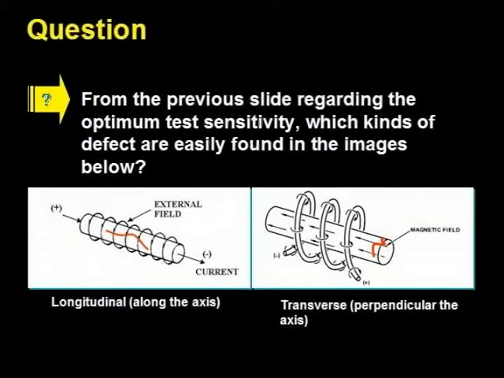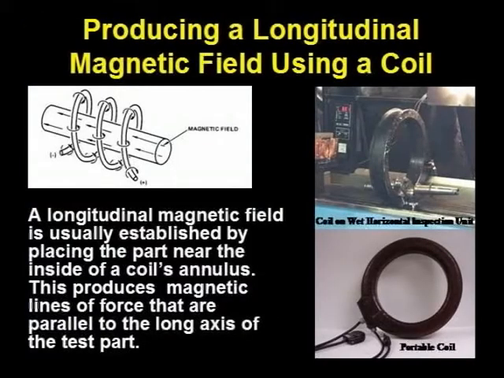Conversely, the lines of force from an encircling coil are longitudinal, and thus the best defect orientation is transverse or circumferential. As we mentioned before, the best method to produce longitudinal magnetism is to use an encircling coil. The magnetic field surrounding each turn of the coil is normal to the current direction. The sum of all the individual magnetic fields is along the axis of the coil.